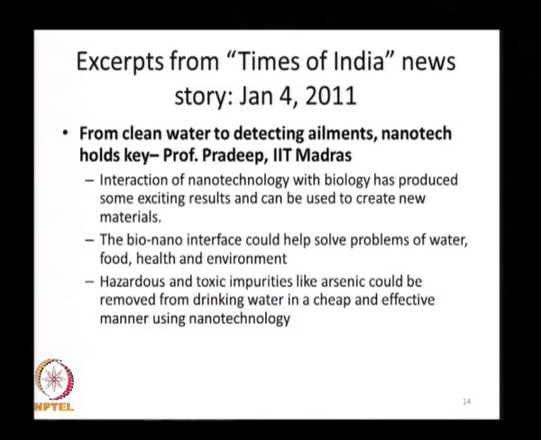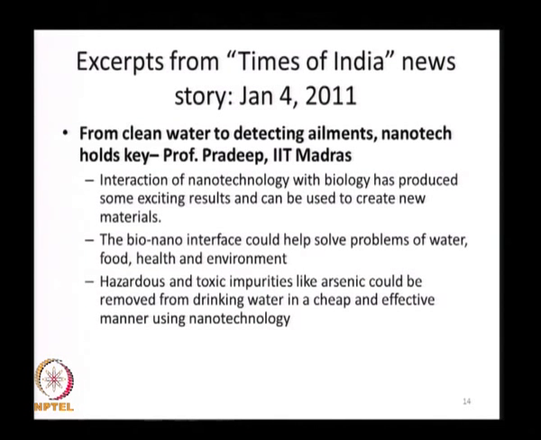More recently, in January 2011, there was an interview that Professor Pradeep had with the Times of India newspaper, where he said from clean water to detecting ailments, nanotechnology holds the key. In fact, more recently nanobio has emerged as a very interesting discipline to work in. The interaction of nanotechnology with biology has produced some exciting results and has been used to create new materials. This is a bio-nano interface which can help solve many problems: water, food, health, environment, etc.